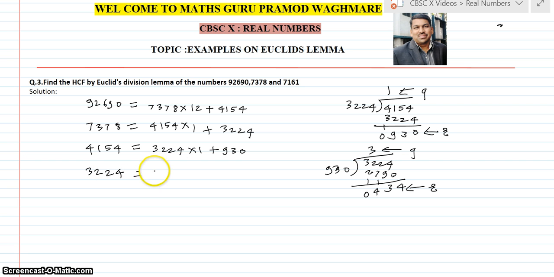3224 is equal to what? B is now 930. 9 into Q is what? 3 plus what? Remainder is 434. Here again we are not getting remainder as 0. So again we divide 930 by 434, and then we find Q and R.